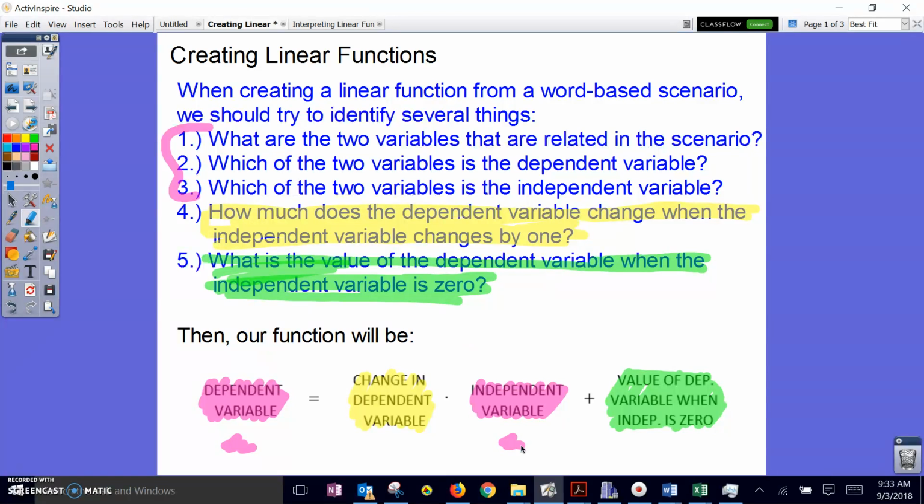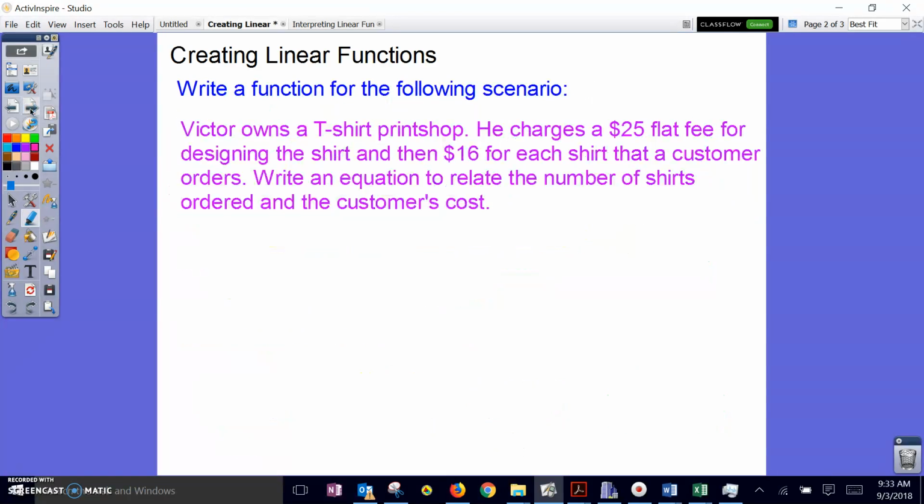Alright, let's go ahead and try this. We'll look here at example number 1. We're going to write a function for this scenario. Victor owns a t-shirt print shop. He charges a $25 flat fee for designing a shirt, and then $16 for each shirt that a customer orders. We're going to write an equation to relate the number of shirts ordered and the customer's cost.